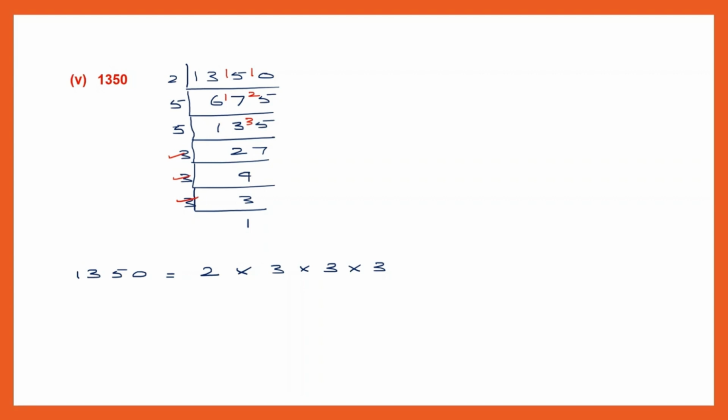And then let's see the fives. How many fives do we have? 1, 2. We have 2 fives. 5 into 5. Now I'm going to put this in the exponential form. So 1350 will be 2, only 1, raised to the power of 1. So we leave it as 2 into 3. How many 3s do we have? 1, 2, 3. So that will be 3 raised to the power of 3 into 5 raised to the power of 2. So this is the exponential form of 1350: 2 into 3 raised to the power of 3 into 5 raised to the power of 2.